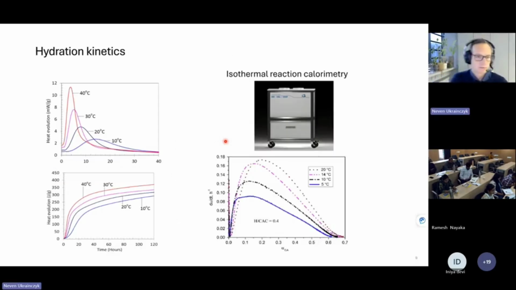And you can measure very simply the reaction rate of the cement hydration by isothermal reaction calorimeter. You can have this, TAM Air, or we have this other type of calorimeter from Germany. But basically, you just make cement paste and fill it in.